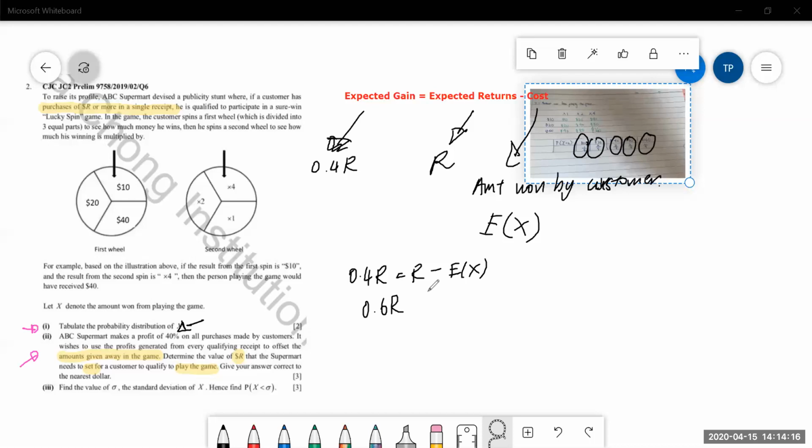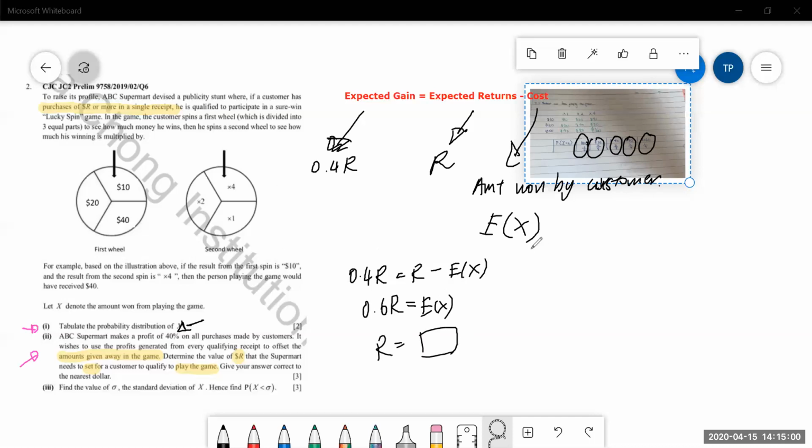Next part is not so difficult. Just that I don't know whether part 2 is correct or not. Expected gain. I don't have the answer key. But from what I interpret, it should be this. You have to find the expectation of X, then from here you can find what R is. Okay, sure.